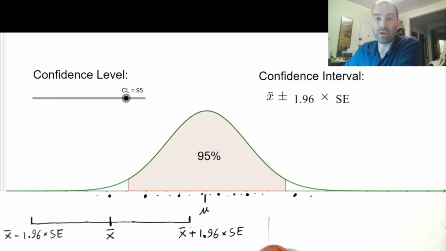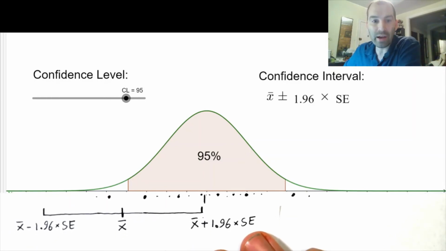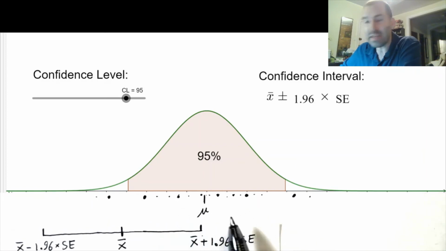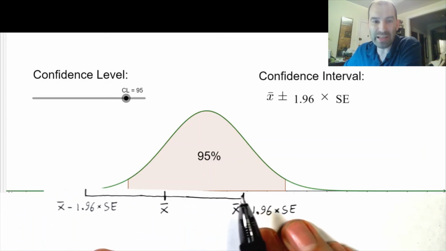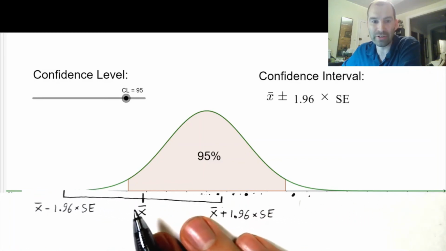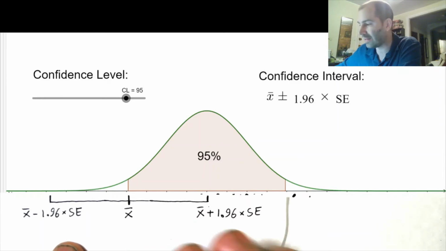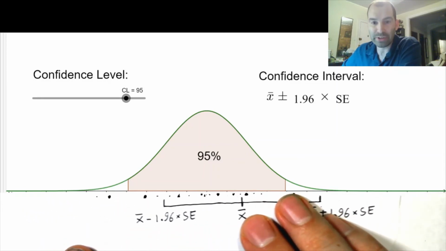So the question is, what percentage of my sample means are going to catch the fish? Well, as long as my sample mean is in here, in this shaded region, right? That's what I need to catch the fish. What percentage of my sample means are in there?